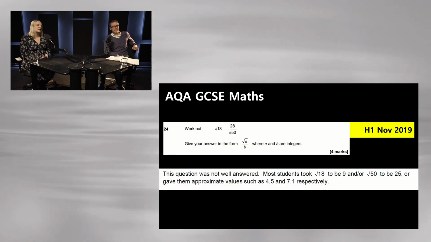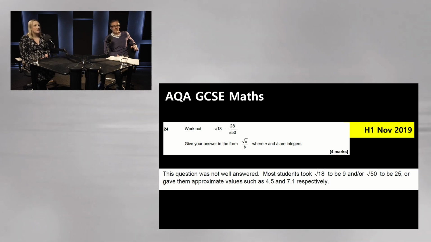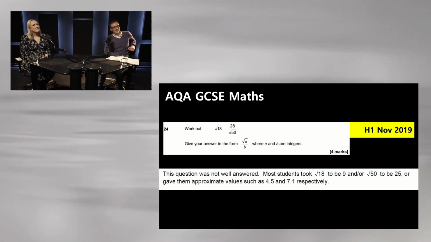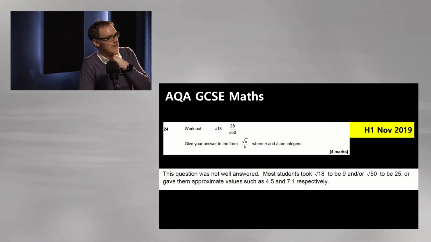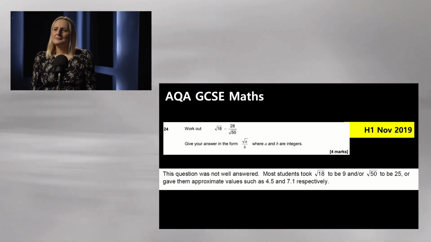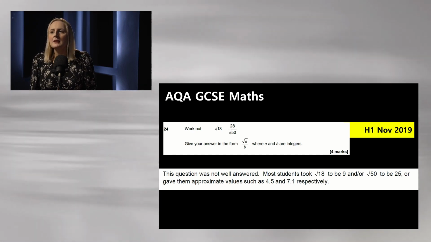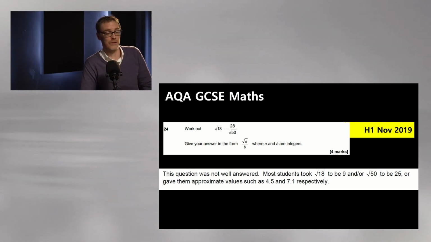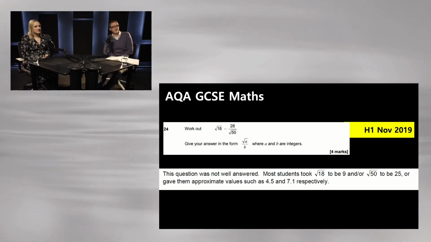This was November 2019, where we know we don't get many higher tier entrants, but it was not well answered. Look at this, oh, it's painful. They took root 18 to be 9 and root 50 to be 25. That's upsetting to read. That approximate value is an interesting one, though, like 7.1's a funny one. They gave them approximate values such as 4.5, so I wonder where they're coming up with that. Is it a calculator paper? I don't know. Weird though, isn't it? That's a good question, but not done particularly well.